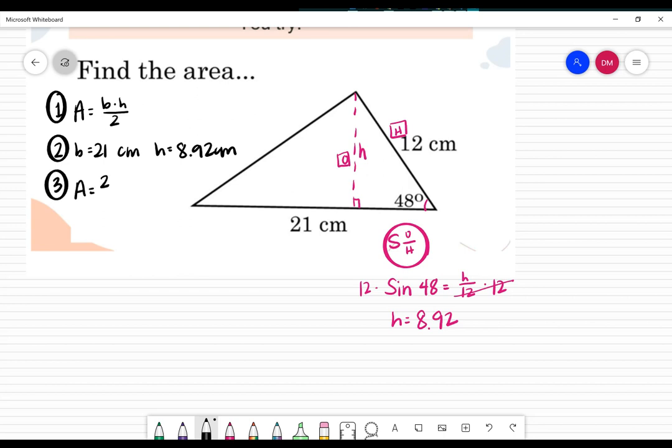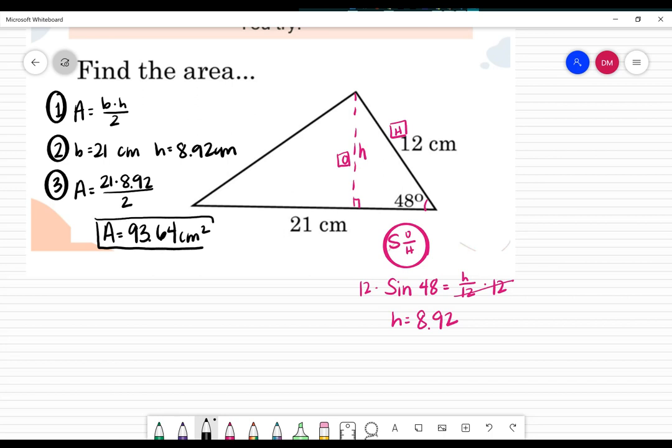So I want to do base times height divided by 2. And if I use my unrounded in the calculator, I'm getting an answer for the area of 93.64, and that would be centimeters squared.